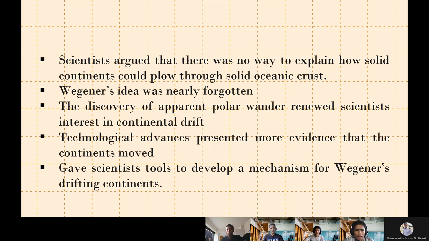Then Wegener's idea was nearly forgotten until the discovery of apparent polar wander renewed scientists' interest in continental drift. Additionally, technological advances presented more evidence that Wegener's idea is true.